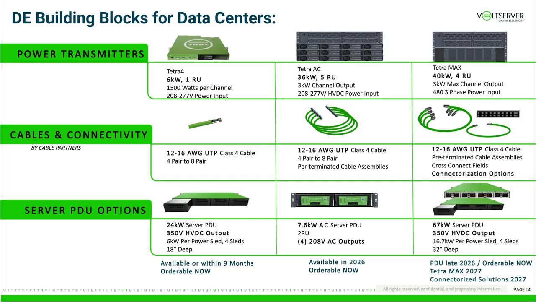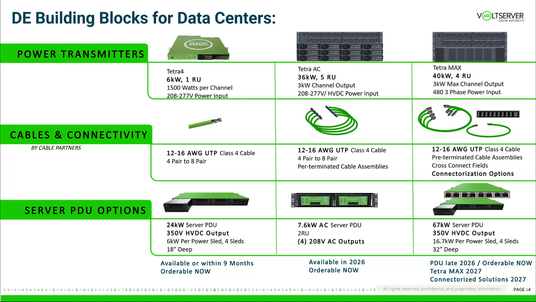And then the next phase for us is on the transmitter. It's our Tetra AC that is 36 kilowatts and 5 rack units. And this is where there's a significant jump. We're going from 1500 watts per channel to 3000 watts per channel. And this again can accept 208 to 277 or a high voltage DC power input.